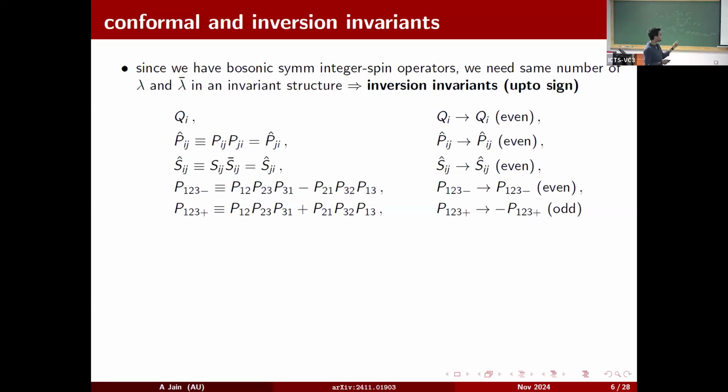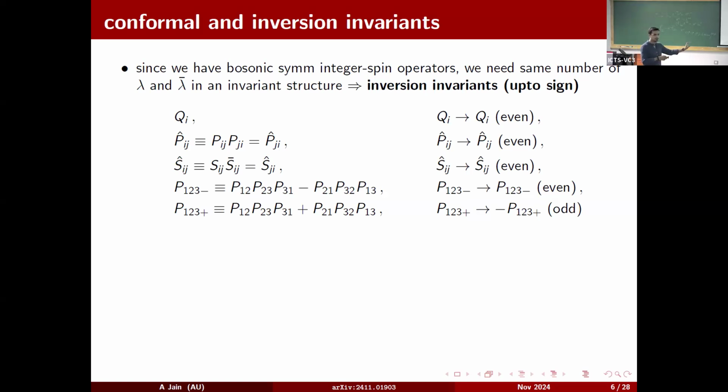Now, what's interesting in 4D is that the inversion transformation also gives us the transformation under parity. So what we are actually seeing are conformal invariant structures which are also even or odd under parity. All these structures, the first four, are even under parity because they go to themselves under inversion. The last one goes to minus itself under inversion. It's odd under parity. So that would result in parity-violating structures in the correlator.